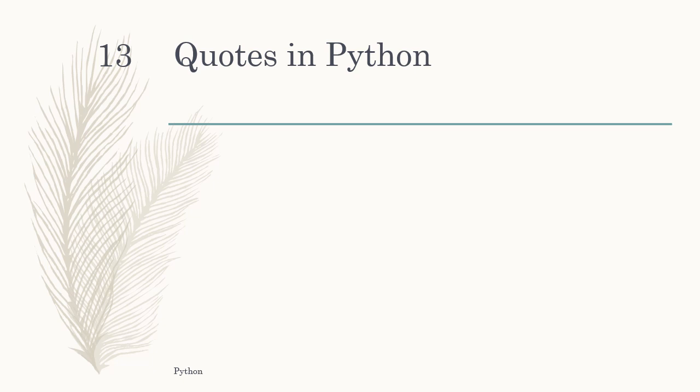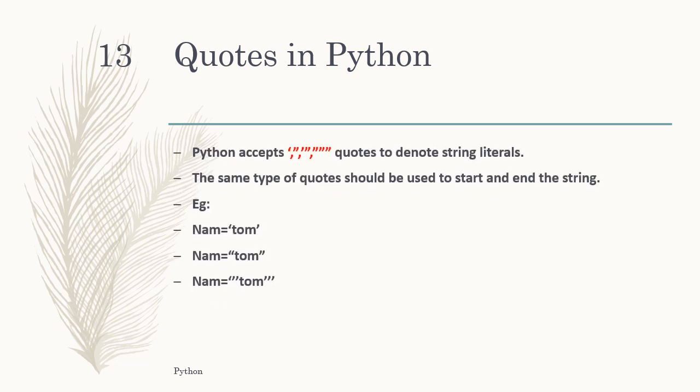What is the use of quotes in Python? Python accepts single quotes, double quotes, and triple quotes. And these quotes can be used to denote string literals. But one thing to be considered is that the same type of quotes should be used to start and end the string.